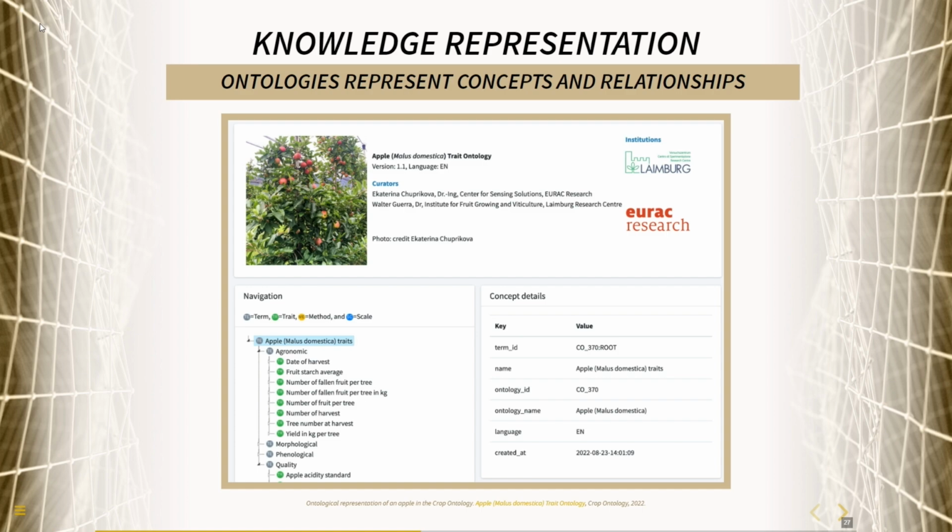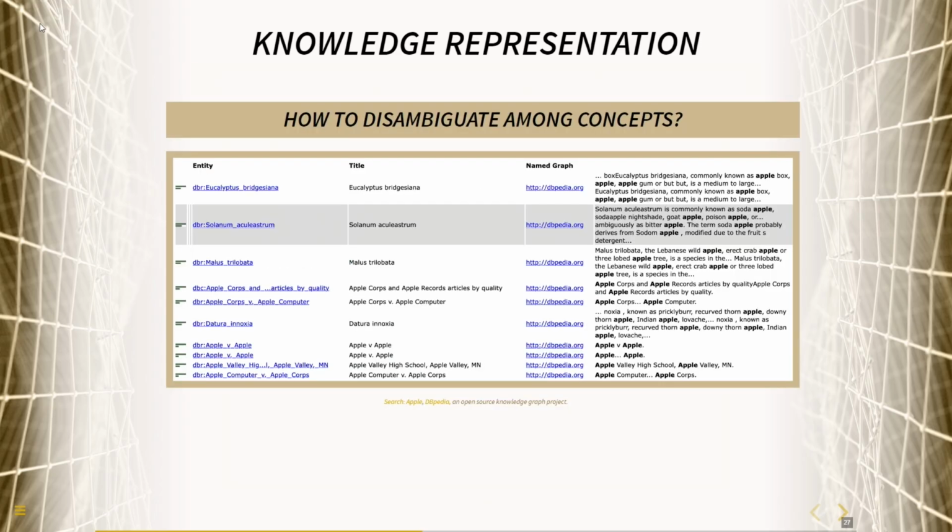So in a lot of ways, ontologies are an attempt at allowing us to create structure to represent knowledge about the world around us. And this is really important because we also want to be able to disambiguate among concepts. If I tell a machine that this is data about an apple, it needs to be able to disambiguate between, is this a poison apple? Is this apple the computer? Is this apple the school in Minnesota? And so on and so forth.